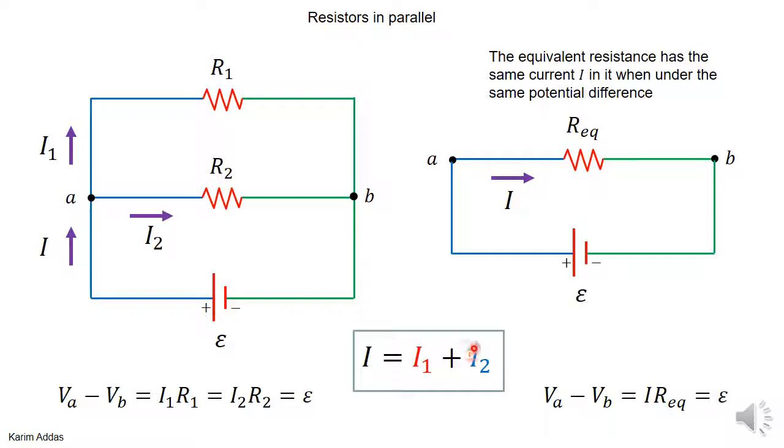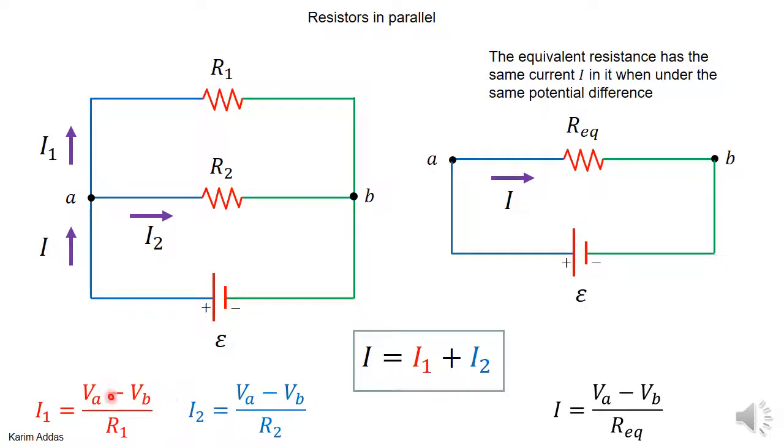So we can use the junction rule here. We know that I here, where is I? I is delta V over R equivalent. And I1, where is it? It's delta V over R1. And where's I2? I2 is delta V over R2. So we can replace the currents I1, I2, and I in here from these equations, which will give us a relationship between the equivalent resistance and the resistances R1 and R2.